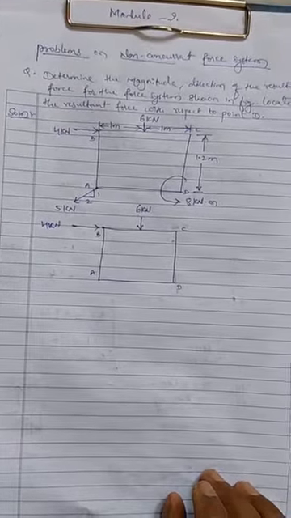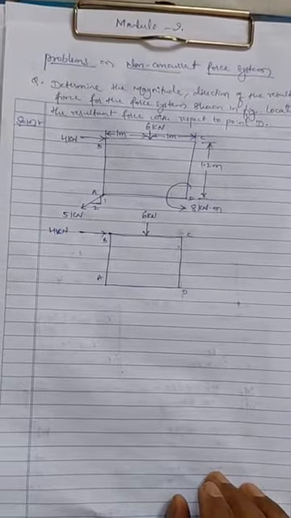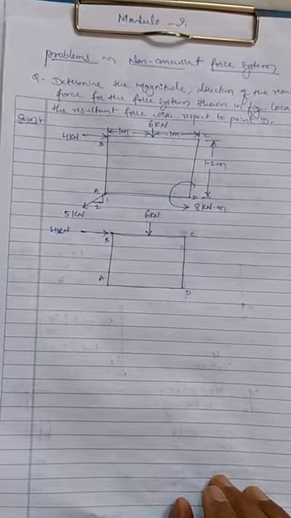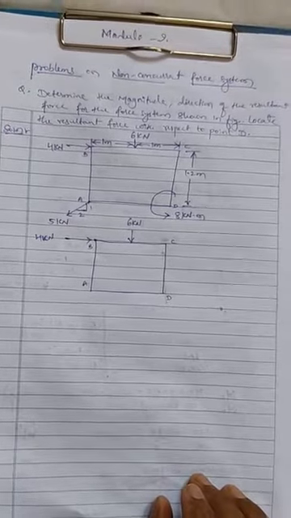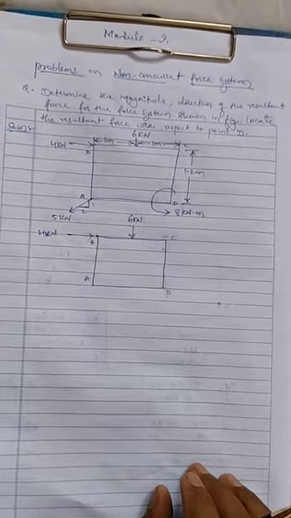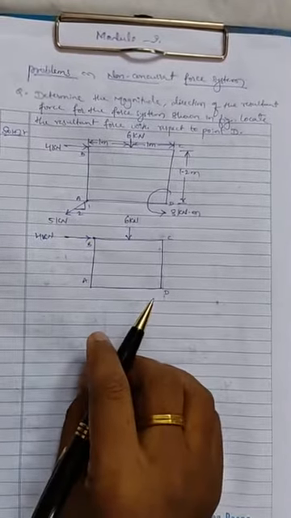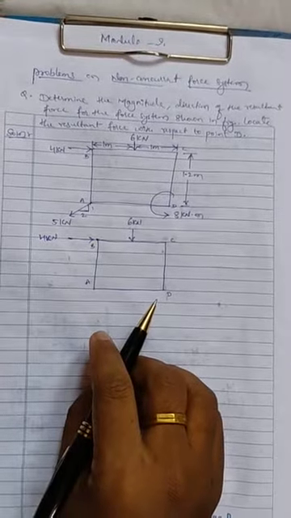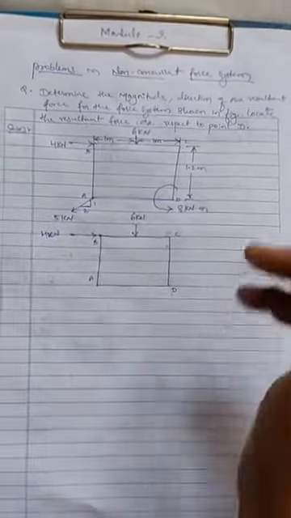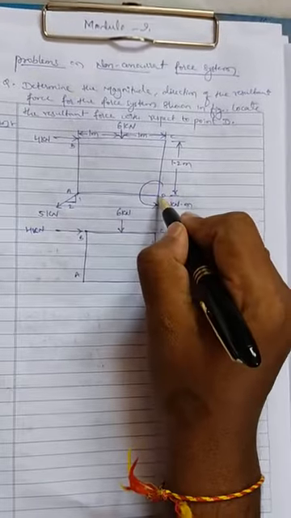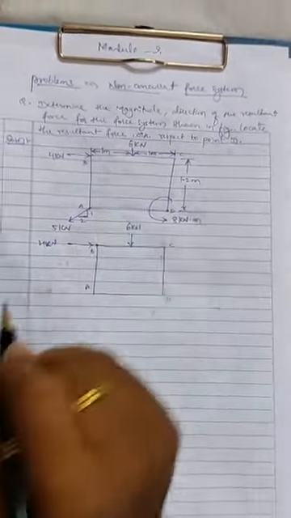Hello friends, welcome. Today I am going to solve one more problem on non-concurrent force system. I have written the statement. The statement goes like this: determine the magnitude and direction of resultant force for the force system shown in figure and locate the resultant force with respect to point D. So it means we are supposed to locate the resultant with respect to this point D.